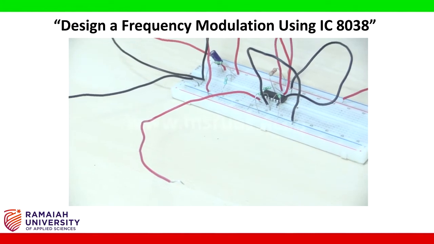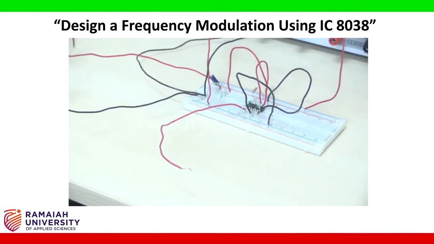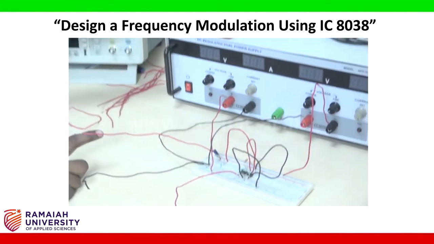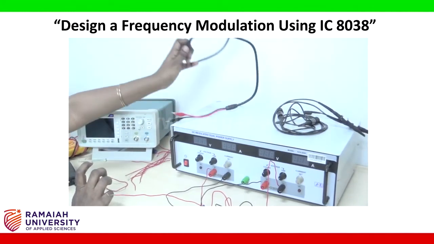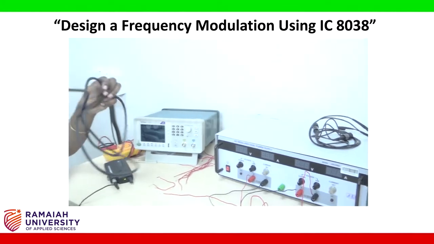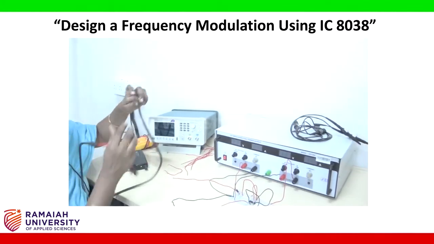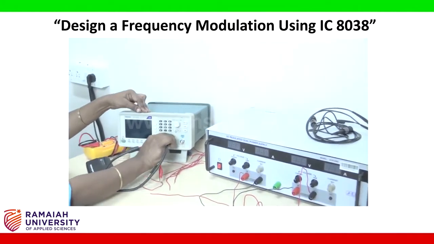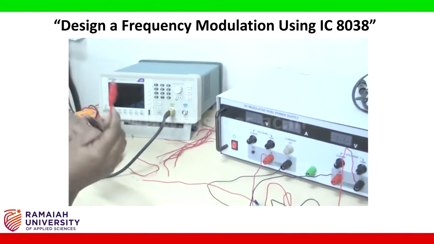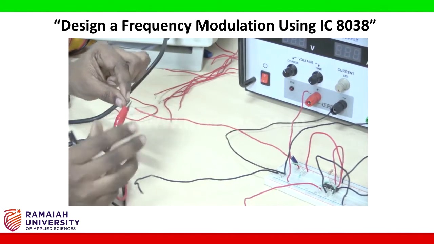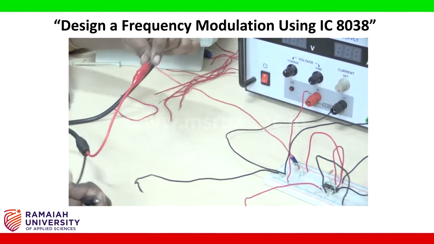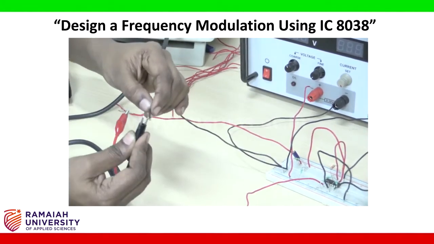Now take a CRO probe and function generator probe. We will connect them to the circuit. So start by taking a function generator probe. Connect one edge to the function generator. The other edge give to the input capacitor wire and the other one give it to the ground.